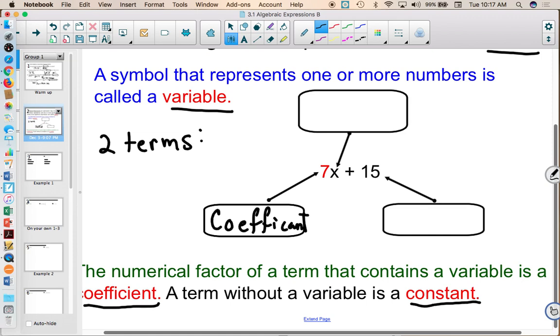Okay, do you know what those terms are? If you look at that, can you tell me what the 2 terms are? What are they, Cashton? 7x and the number 15. Those are the terms in that expression. Absolutely correct. Okay, now that we've clarified that, what is the x? Is it the variable, the coefficient, or the constant? What is the x? It's the variable.